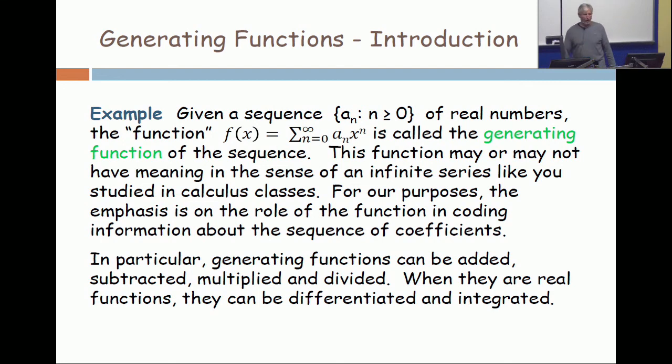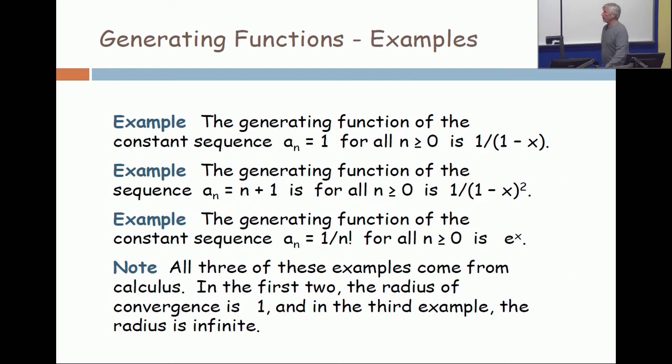All right, so I want to give you a whole bunch of examples to illustrate this concept. So I want to start with the most simple one, the generating function of the constant sequence an equals 1. So I'm talking about the sequence 1, 1, 1, 1, 1, 1, 1, 1, 1, 1. And the generating function for that sequence is 1 over 1 minus x. That was our first example. It's a silly little example, but it certainly works. The infinite series, where every coefficient is 1, is the familiar function 1 over 1 minus x.